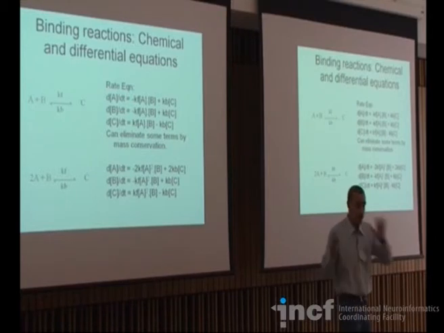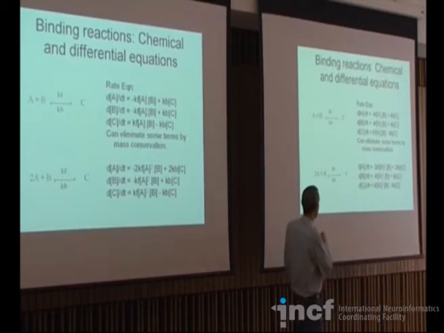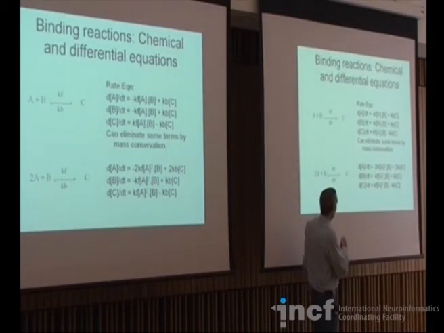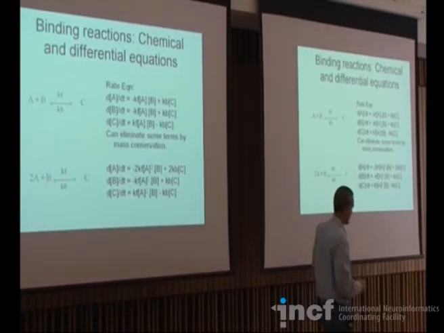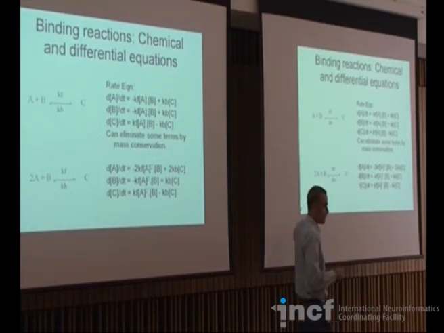You almost certainly all know this, and I hate to belabor the point, but just so that everybody's on the same page, A plus B gives C. There's a forward rate, there's a backward rate, and you express that in terms of rate equations. This is how A depends on the rate constants and on the concentrations. I'm sure this is all very familiar to you. You can write down equations for each of the constituents. You can eliminate some of the terms through mass conservation and so on, though it's rarely necessary to do that.